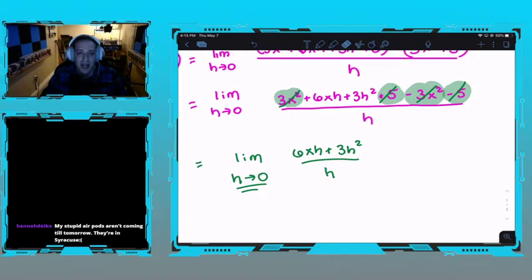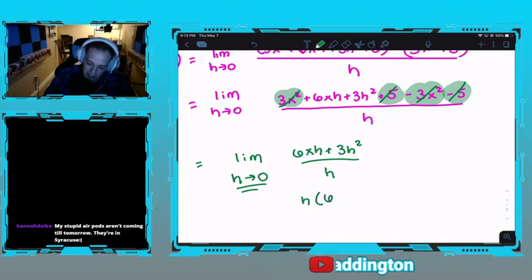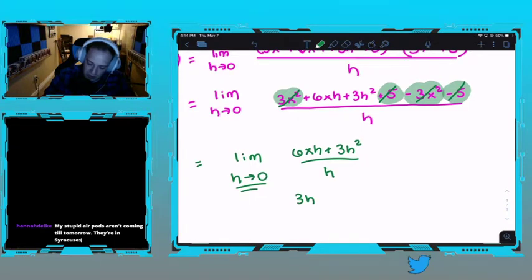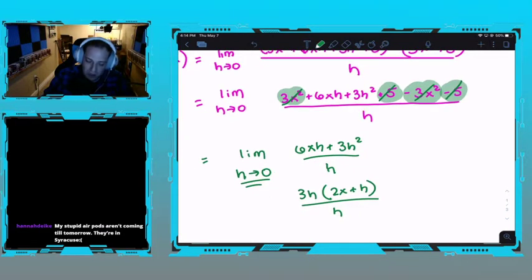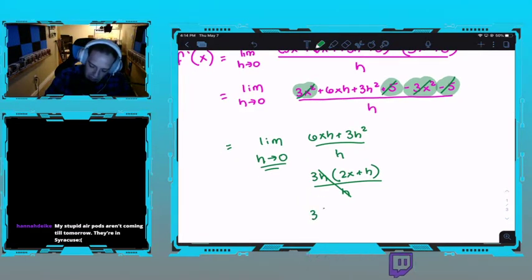So if you guys look at the top, there's an h that goes with the 6x, and there's an h that goes with the 3. So technically, you could pull an h out and be left with 6x plus 3h. And actually, you know what? I can actually, if I'm doing GCF, I could pull out a 3h. So really, inside the parentheses, I'm going to be left with a 2x plus h if I'm going to do proper GCF. And now you guys should notice you have an h on the top and bottom that can just cancel out. So we're just left with 3 times 2x plus h.